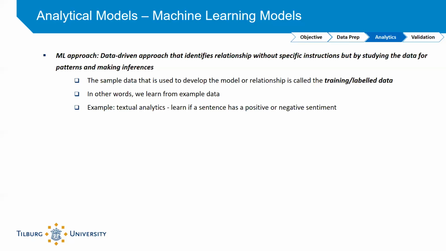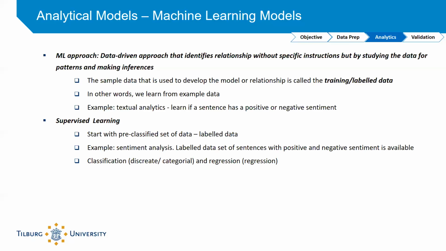Let's take a famous text analytics example: trying to understand the sentiment of a sentence. Or in other words, trying to figure out if a sentence has a positive sentiment or a negative sentiment. This kind of example is a perfect machine learning problem. There are two ways we could solve this problem. The first is by using supervised learning.